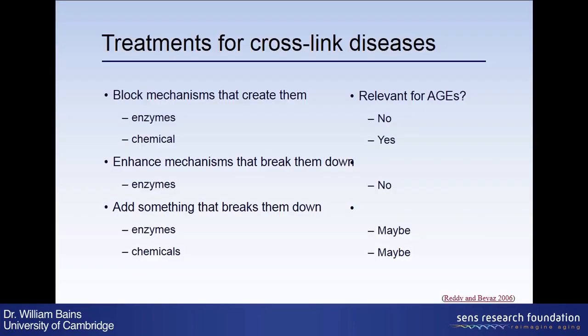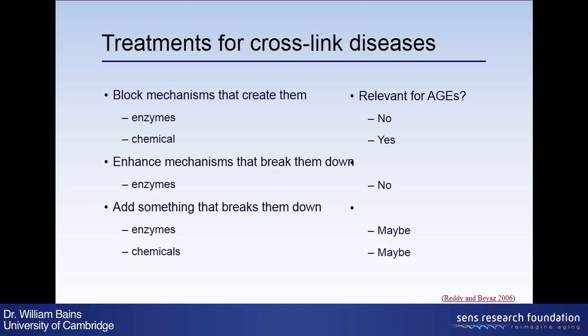And that's what I'm going to finish up on. How do you get rid of crosslinks? Well, there are really 3 ways that we can think about. We can stop them forming in the first place. In the case of advanced glycation end products, we can't block enzymes because they're not made by enzymes. In principle, we could block the chemistry that happens.